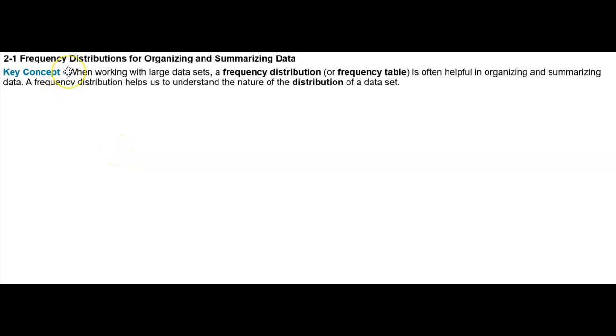Section 2.1, Frequency Distributions for Organizing and Summarizing Data. The key concept of this section is that when working with large data sets, a frequency distribution or frequency table is often helpful in organizing and summarizing data. A frequency distribution helps us to understand the nature of the distribution of a data set.